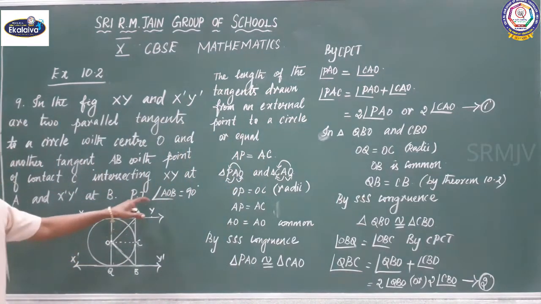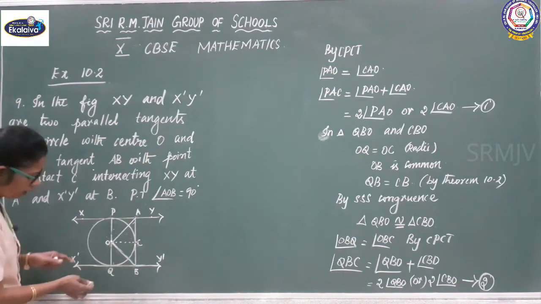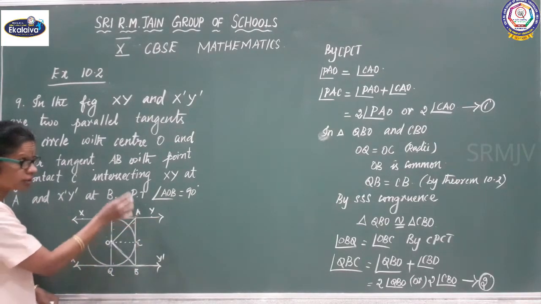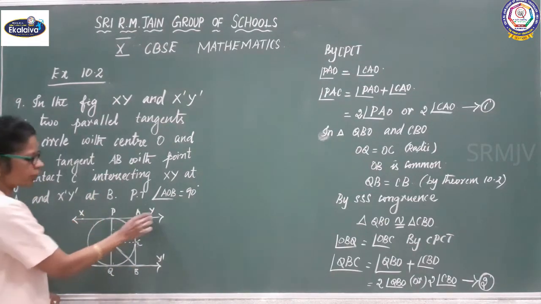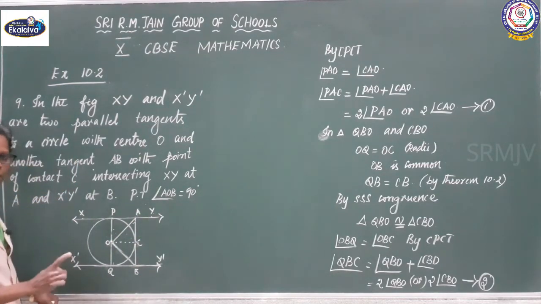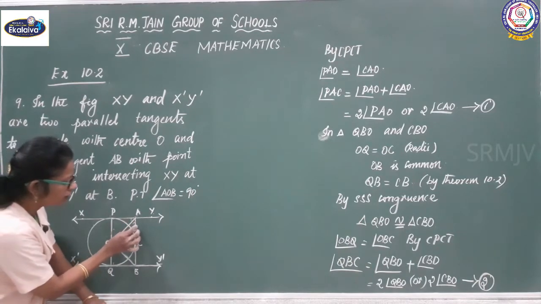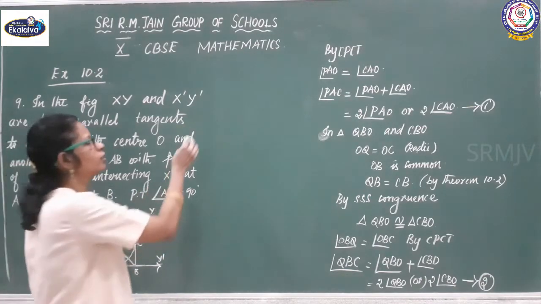What we want to prove? Angle AOB equal to 90 degrees. Right? See here. XY and X'Y' are two parallel lines. AB, what is given? AB acts as a tangent is given, but here the tangent will act as a transversal, right? XY and X'Y' are two parallel lines. AB acts as a transversal. AB acts as a transversal means what is our conclusion here, children? The sum of the interior angles equal to 180 degrees, right?